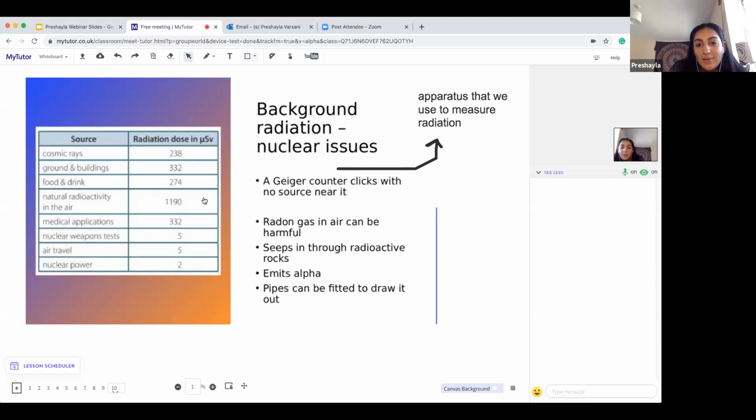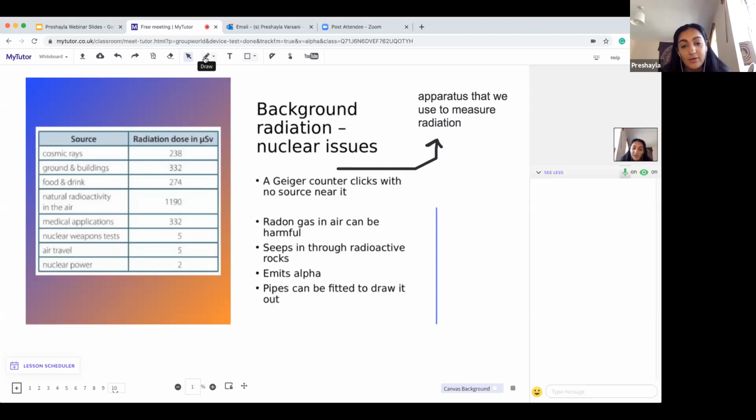The highest percentage of the radiation in background radiation comes from natural radioactivity in the air. We can see that it's got the highest radiation dose, 1,190. So most of the radiation in our air comes from radon. And radon is a gas in our air which can be harmful if breathed in for long periods of time, and a lot of it. So radon can be harmful, but the dose that we're receiving in day-to-day life will not harm us.